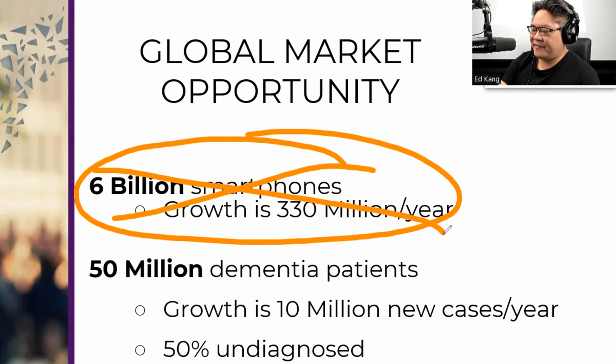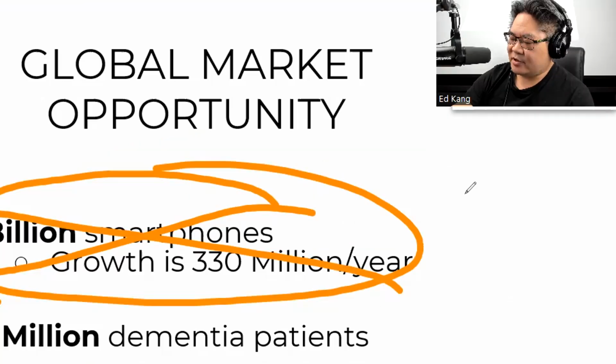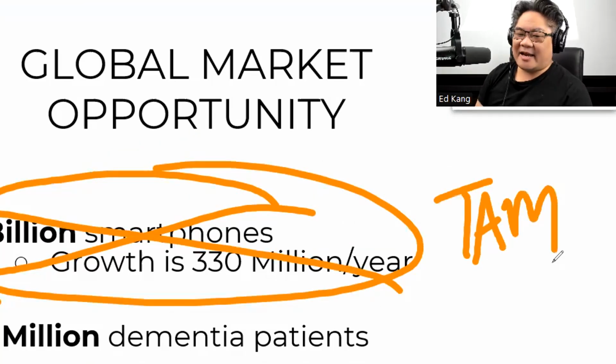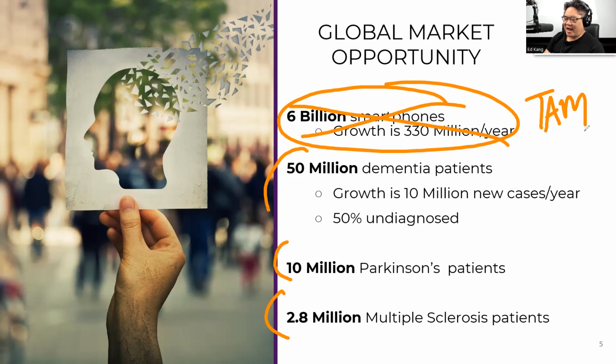Now we're getting somewhere with 50 million dementia patients and Parkinson's and 2.8 multiple sclerosis patients. Now here's what I want you to consider. We need to talk about your TAM. Your TAM is the total addressable market. That is if everybody who could possibly use your app, bought your app, how much money would you make? Or how many people would need your app?